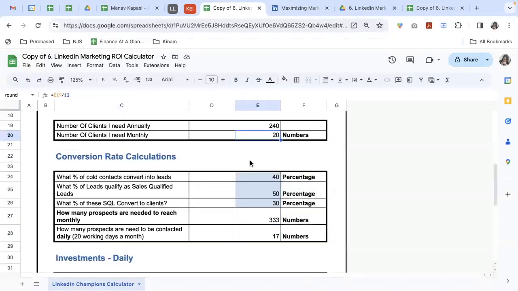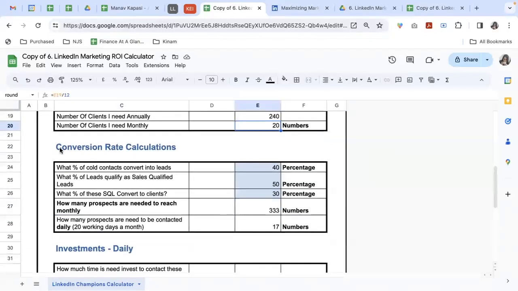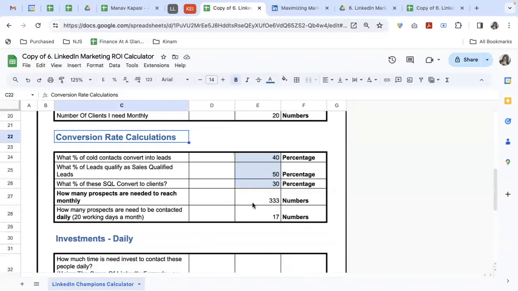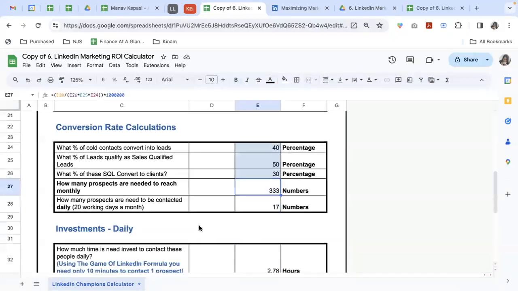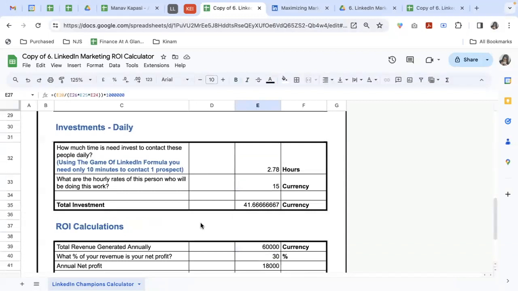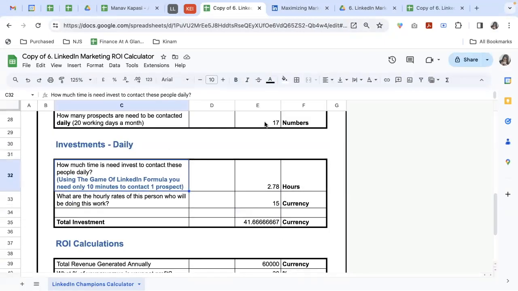Now this is about the conversion calculations. Now comes how much money we will need in order for this to happen, so that you can contact these many people. These investments are daily, like per day investment. So how many people do we need to contact in a day? It is 17, based on the leverage region formula, the game plan that we have created.